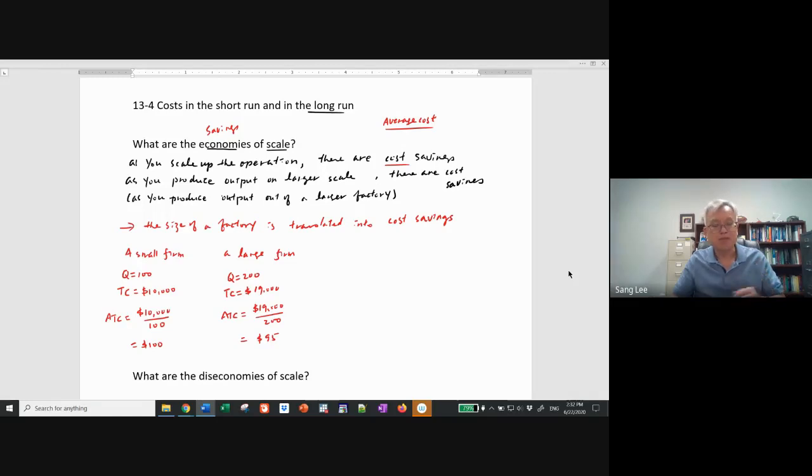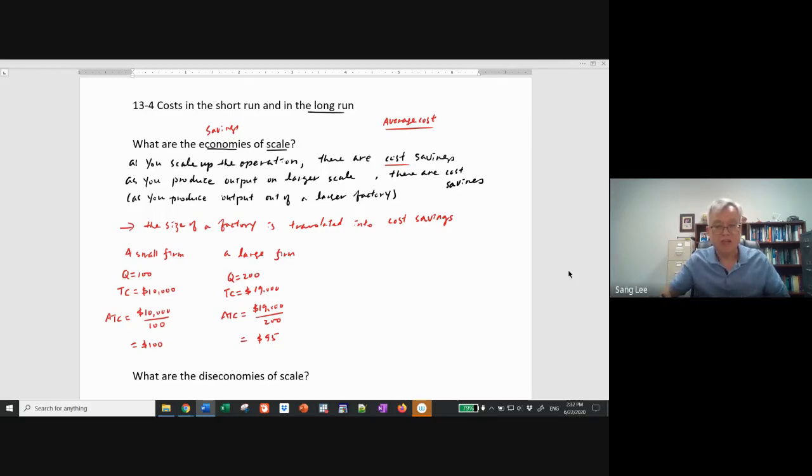When this happens, we say there exists economy of scale. What it means is simply the larger, the better. It means that the larger, the lower the average cost. And the size of a factory is translated into cost savings.